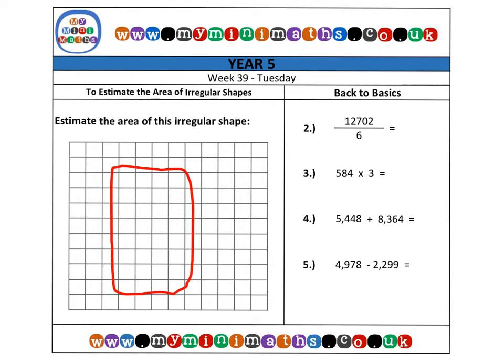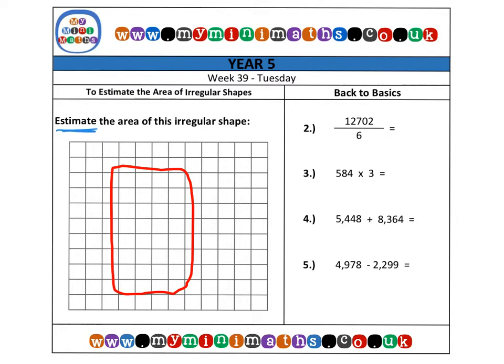And what we need to do is estimate, and that is the key word here. We're not looking to calculate it exactly, it's just an estimation. So it's a guideline, an approximation. So it's the approximate answer of how many squares or whole squares there are inside this shape. So let's have a look.